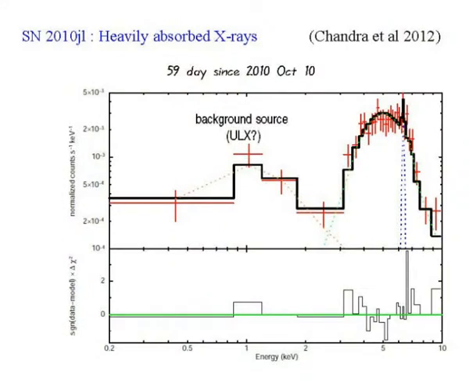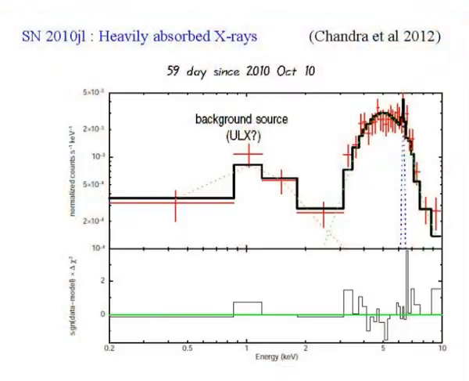What are the data? These data are now under publication in ApJ Letters. We see a heavily absorbed X-ray source, which indicates a hydrogen column density of 10^24. It's three orders of magnitude greater than typical galactic absorption for an X-ray source.